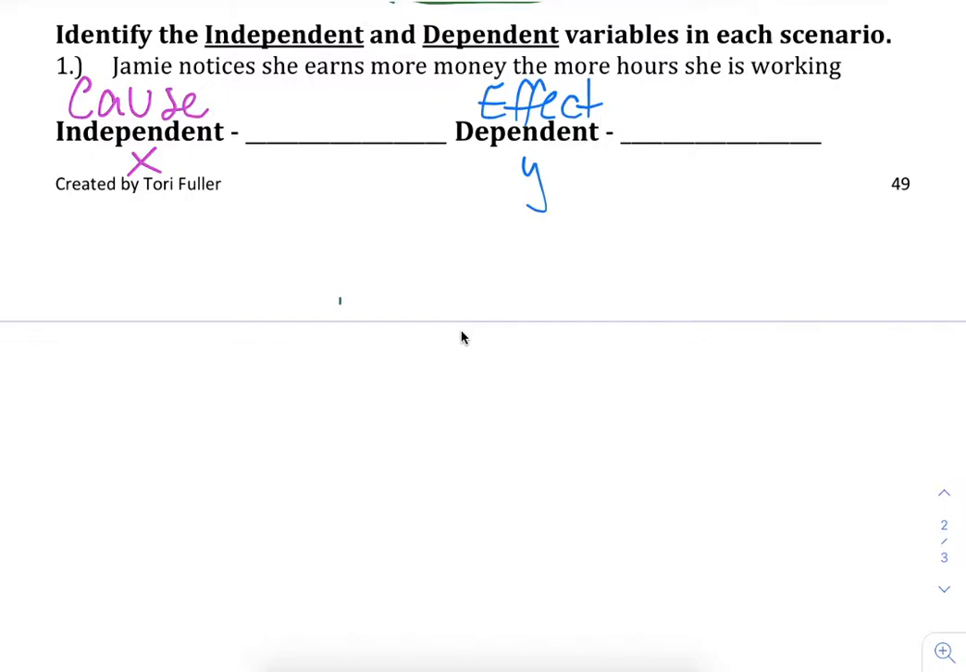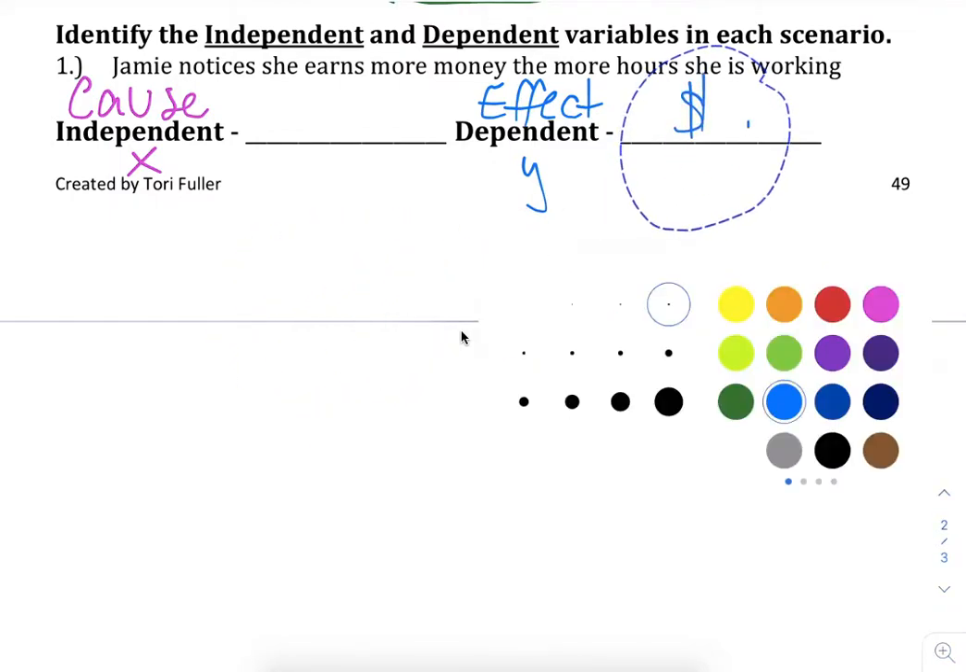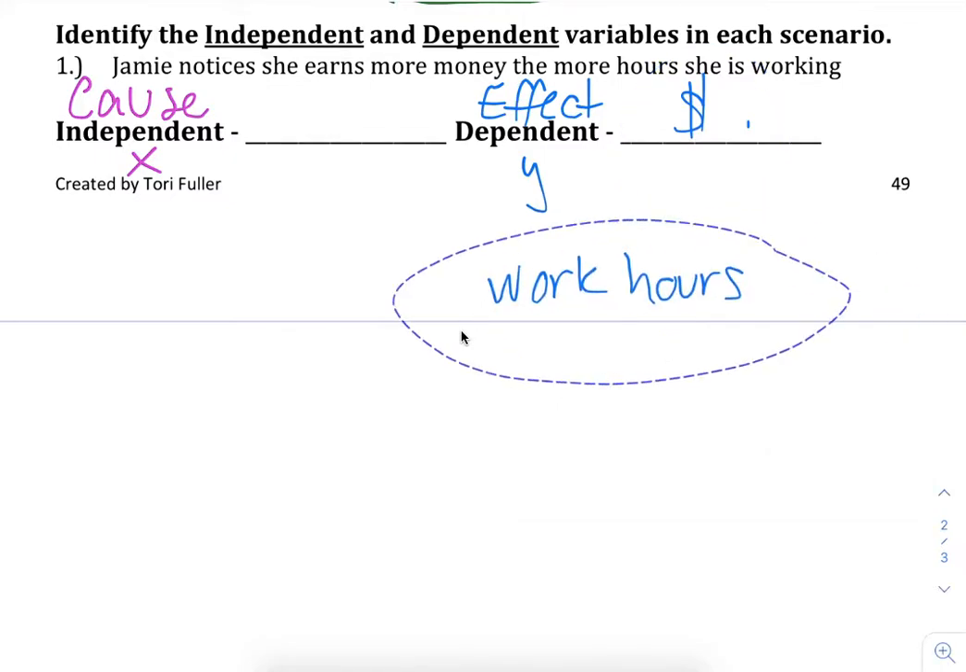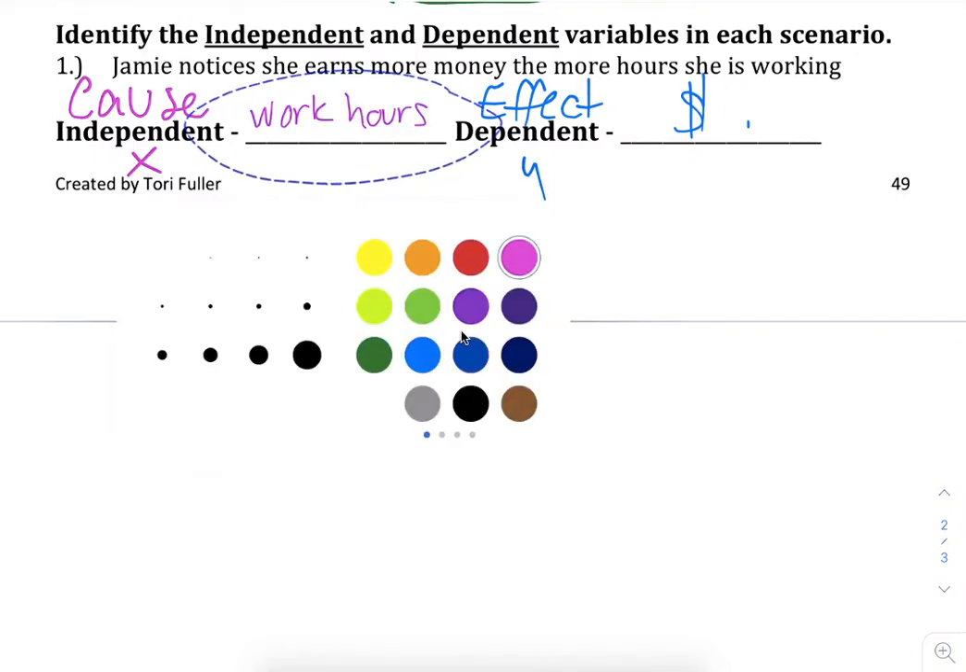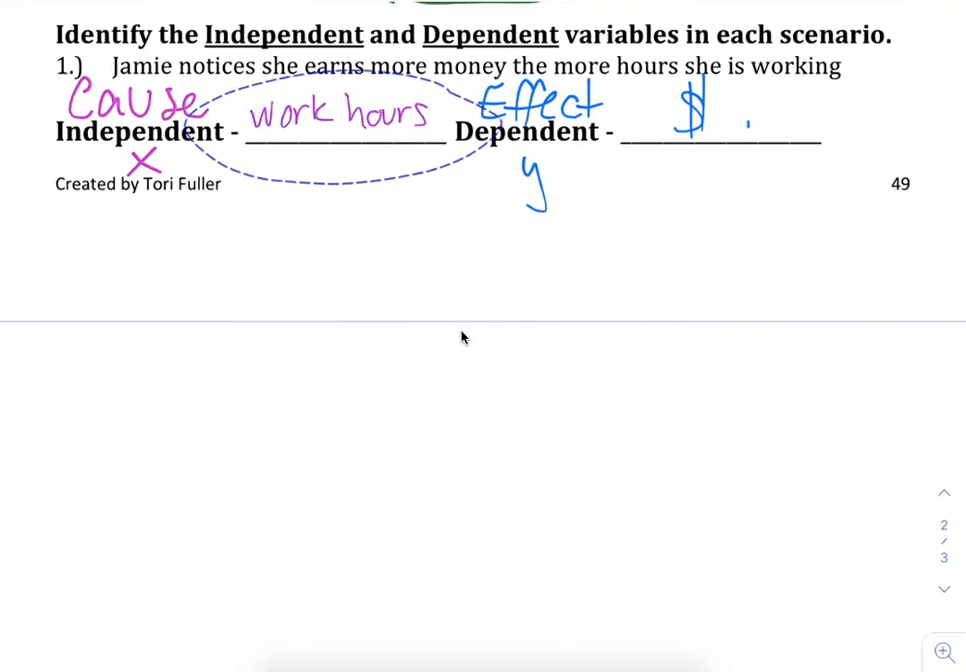So if it says, Jamie notices she earns more money the more hours she is working. So we think about that. Would it make sense that she gets paid the money and then that makes her go to work? Is that how you get a job? They just pay you and then they trust that you'll show up and do your job? No. Okay, so instead, our money is our effect. Let me change this to blue. We don't get paid until after we work the hours. So my working hours, I have to go to work. The more hours I work, then I get more money.